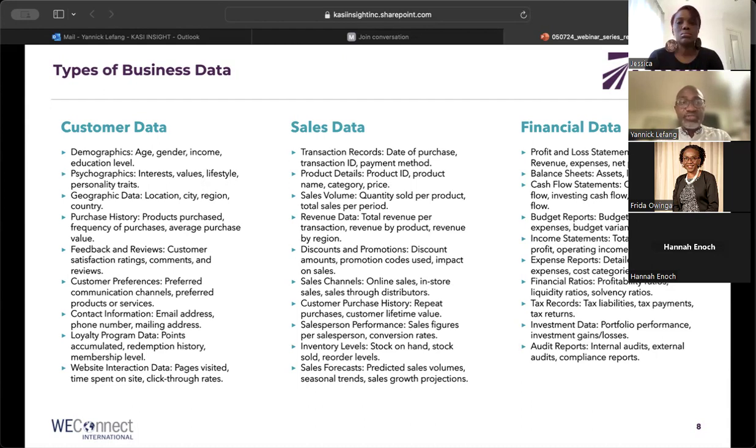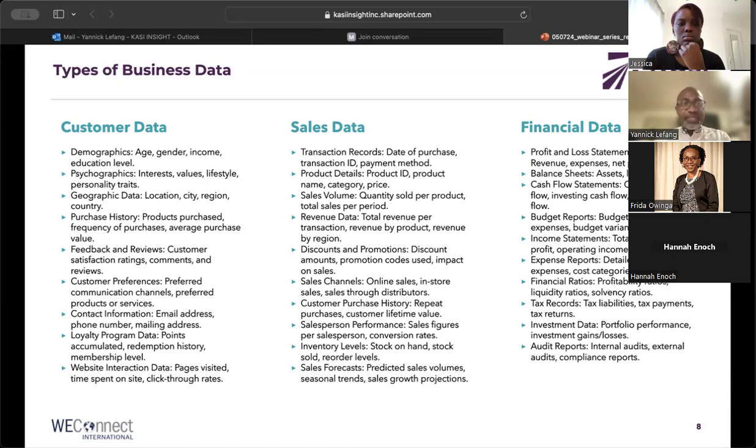It could be their purchase history, right? Products they purchase, frequency of purchases, average purchase, feedback and reviews, very useful also, especially when it comes to online. Customer preferences, their preferred communication channel, preference in products and services, their contact information if you have it, email, phone. If you have a loyalty program, the points they've accumulated, redemption, website interaction data, things like that. People who have visited your website and all of that.